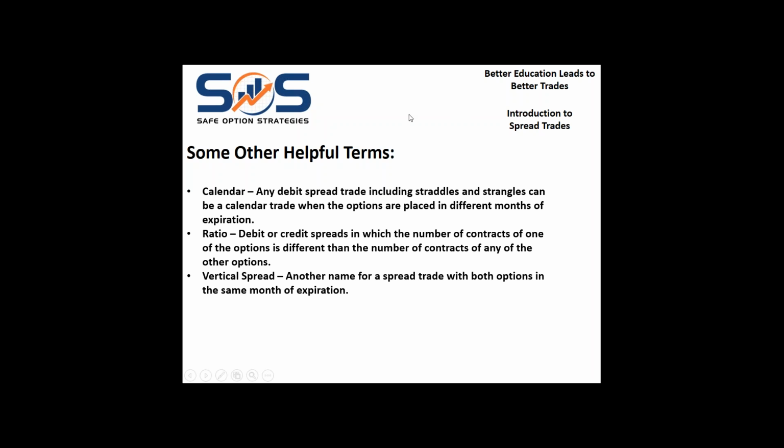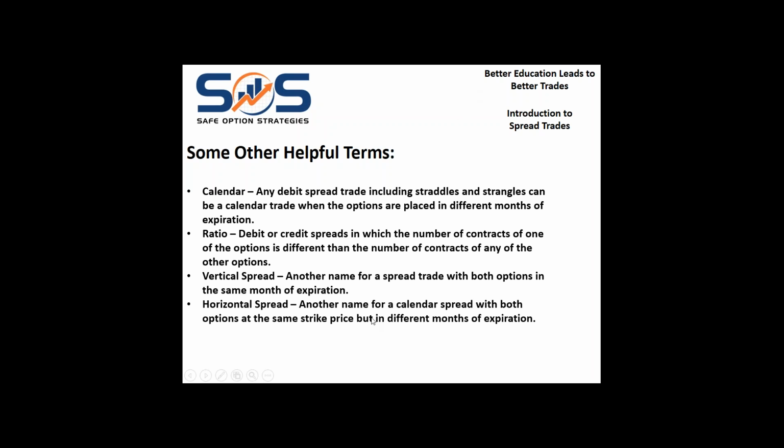A vertical spread is just another name for a spread where both options are in the same month. And a horizontal spread is just another name for a calendar spread where the options are at the same strike price. Usually they're in different months. These are just some terminology that you'll want to spend a little time understanding as we go through levels 3, 4, and 5. We get into the trades or the spreads themselves to help you learn.